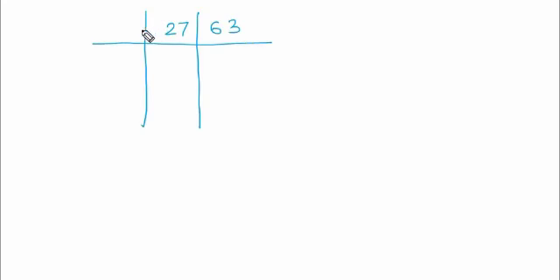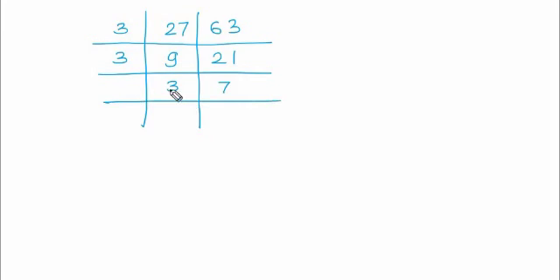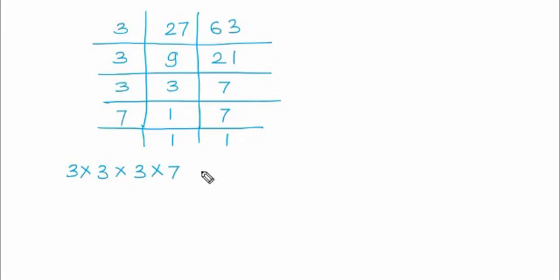Let's do one more. Let's take 27 and 63. So, the first prime factor which can divide 27 and 63 is 3. So, 3 9s are 27 and 3 21s are 63. We still have 3 as a factor, so we'll use 3. 3 3s are 9, 3 7s are 21. We still have 3 as factor of one of them, so we'll use 3. 3 ones are 3. We cannot divide 7 by 3, so 7 comes down as it is. Now, here it's 1, so we have to use 7. So, 7 ones are 7. And now, we multiply 3 into 3 into 3 into 7 to get our LCM. That is 3 3s are 9, 9 3s are 27, and 27 7s are 189. So, 189 is our LCM.